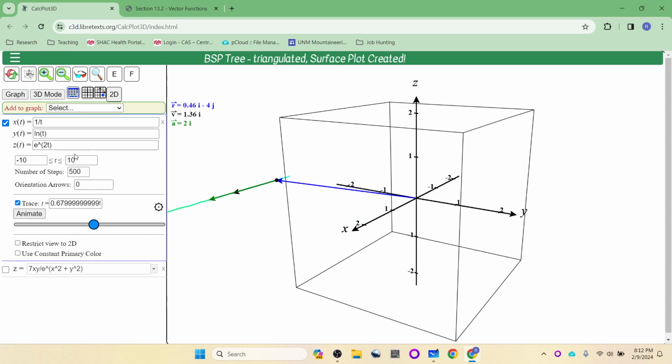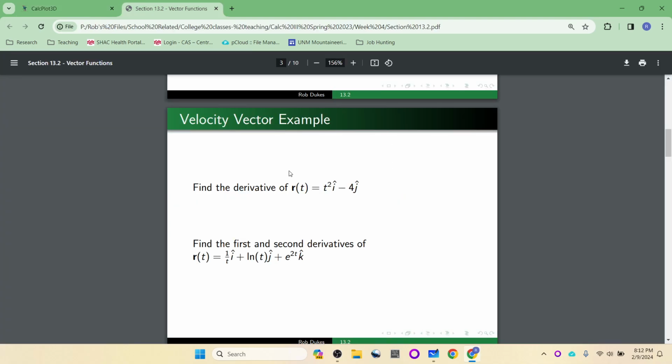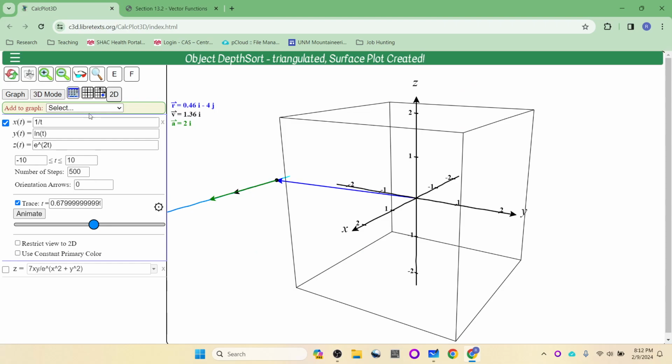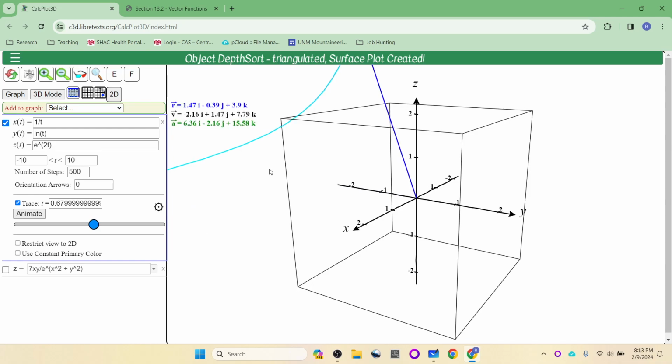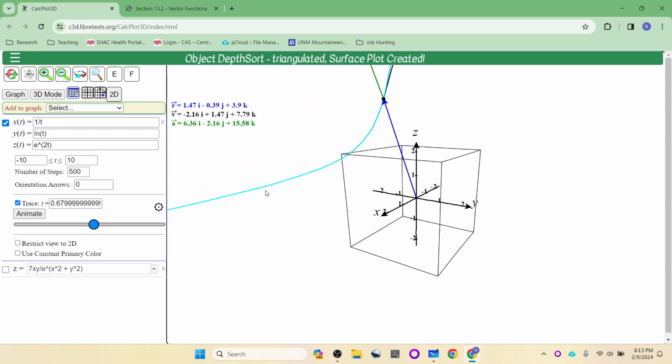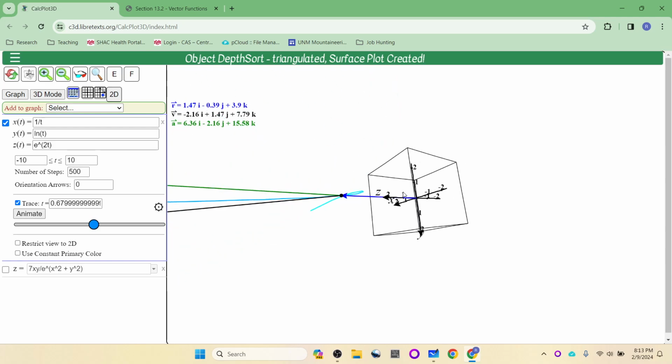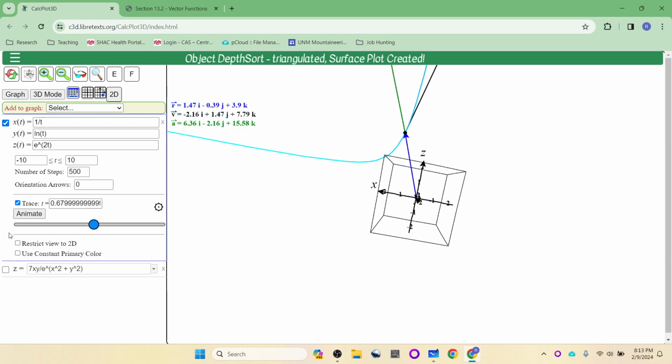I'm not sure that's working. I think I did something wrong. Let's skip that one. Oh, there it is. I had to turn it off and turn it back on. All right, so the pale blue line is our space curve.